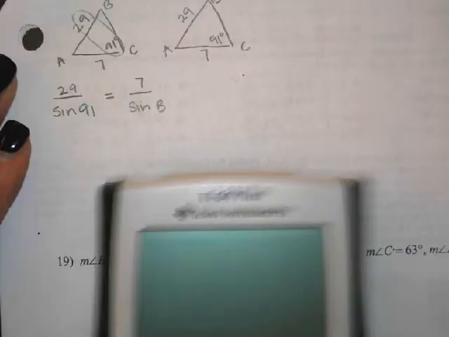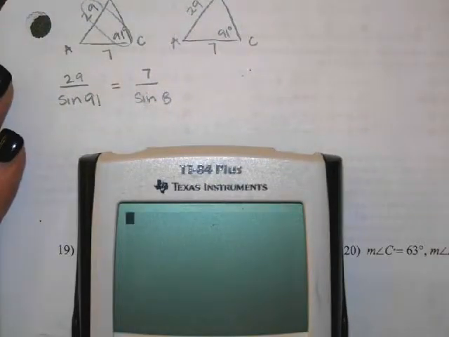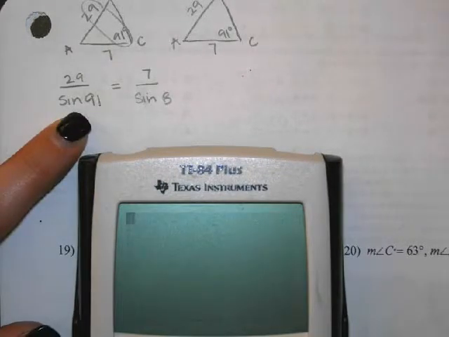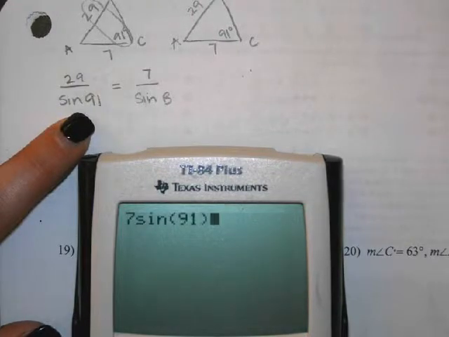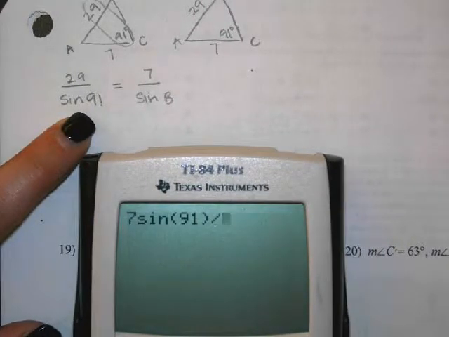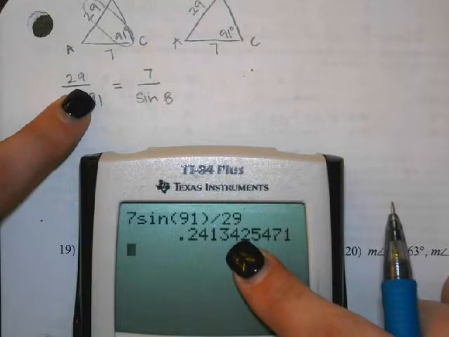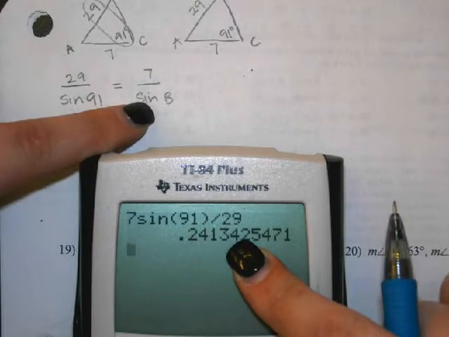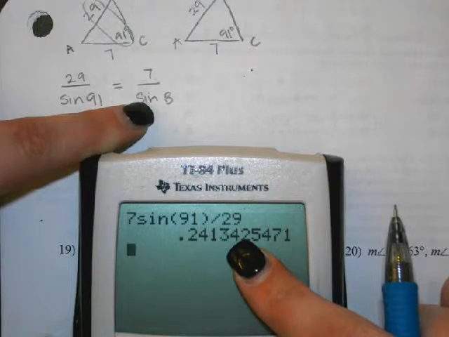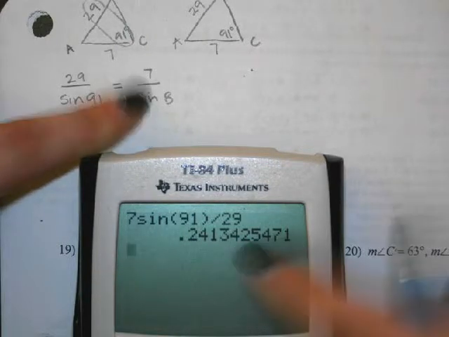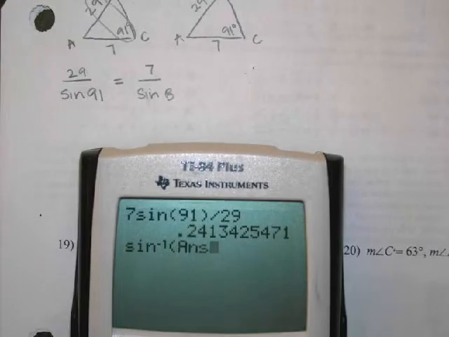All right, so let's go ahead and start typing stuff in. What should I type? So what do I multiply sine 91 by? 7. Okay, so 7 times sine 91 divided by what? Divided by 29. So this decimal equals sine B. That decimal equals sine B. And then how do I solve for B? Okay, so second sine, second answer.